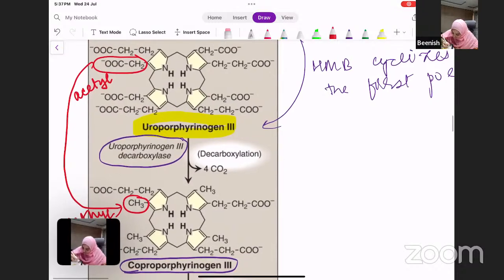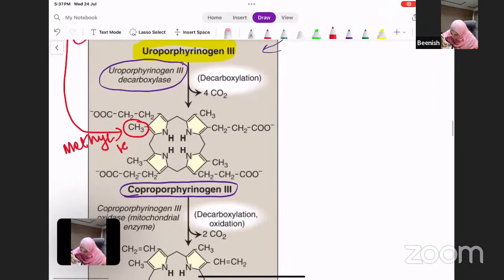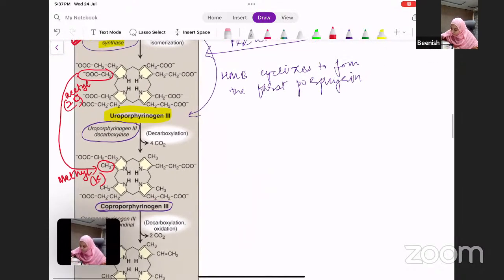So your acetyl is having 2 carbons, as you all know, and methyl has only 1 carbon. So 1 carbon is lost and it is removed as carbon dioxide. So you have 4 acetyls, as you can see here, which are changing into 4 methyls. Therefore, 4 carbon dioxide are being lost. Okay. So now what are you ending up with?